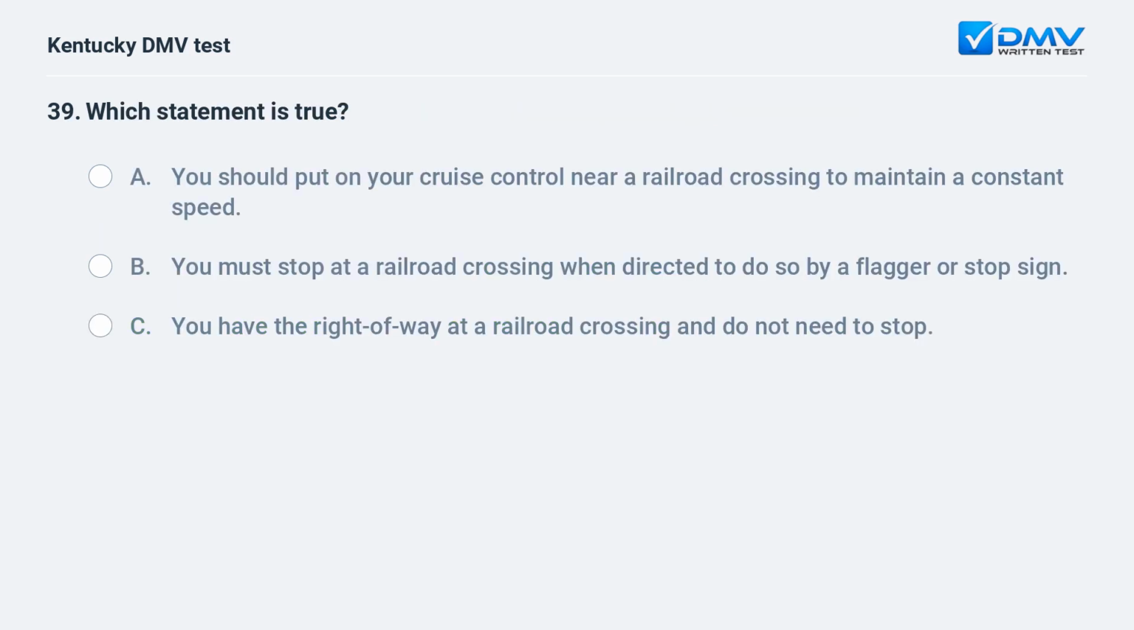Which statement is true? A. You should put on your cruise control near a railroad crossing to maintain a constant speed. B. You must stop at a railroad crossing when directed to do so by a flagger or stop sign. C. You have the right of way at a railroad crossing and do not need to stop.